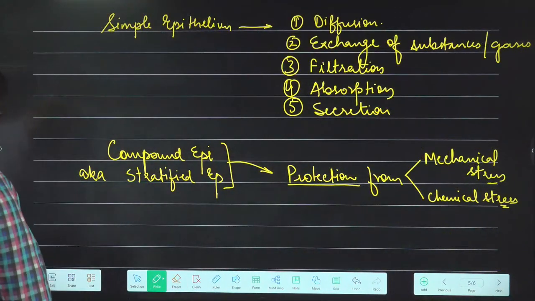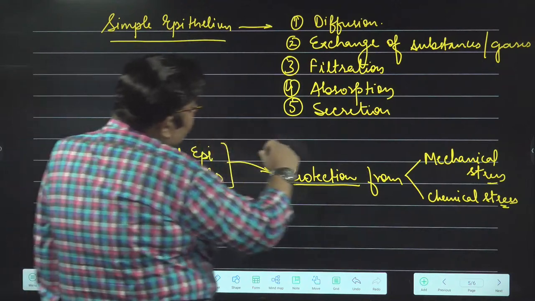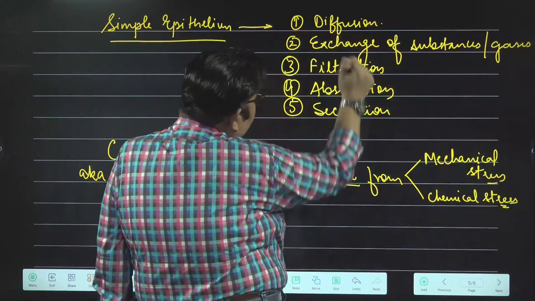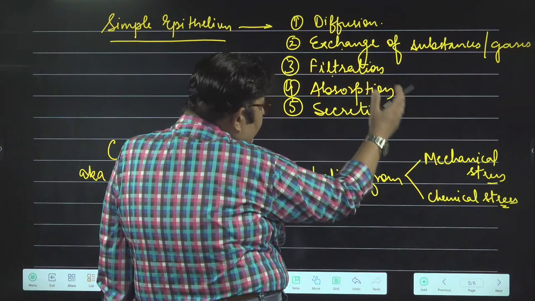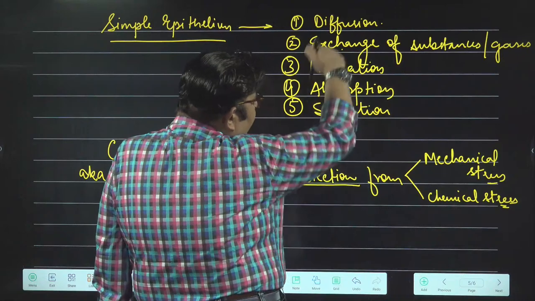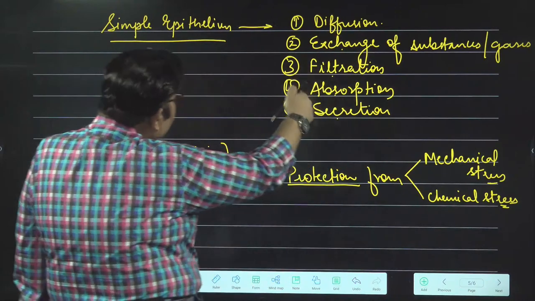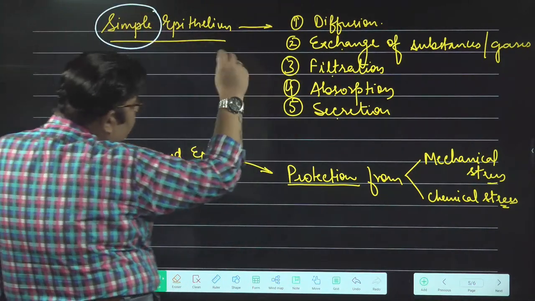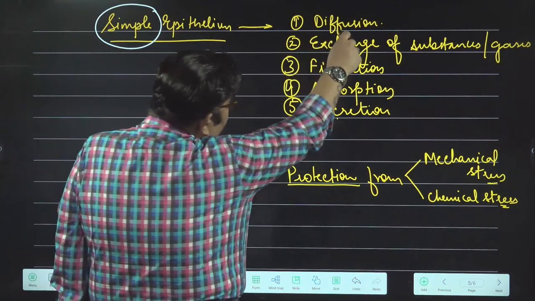The functions are completely different. The simple epithelium has functions like diffusion across the epithelium, then exchange of substances or gases, filtration, absorption, and secretion. So in any place, if any of these functions are retained, obviously it is happening through the simple epithelium. In that place, the epithelium cannot be compound. It is simple only. For example, diffusion.